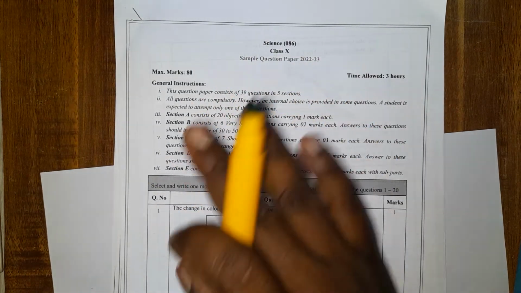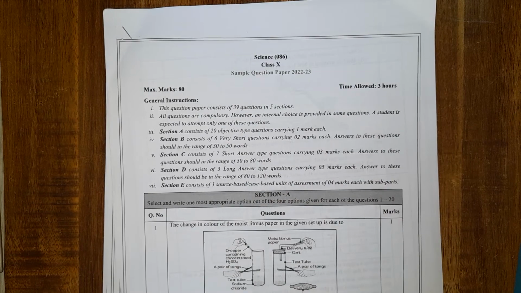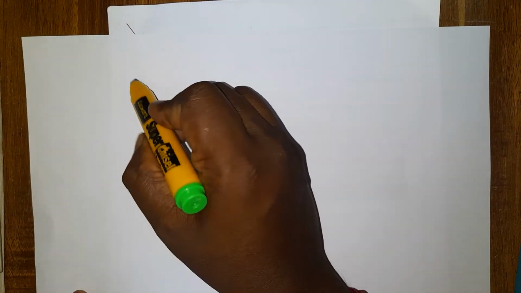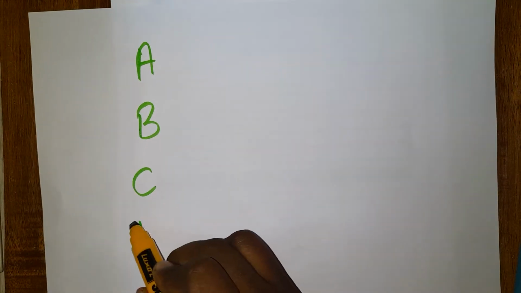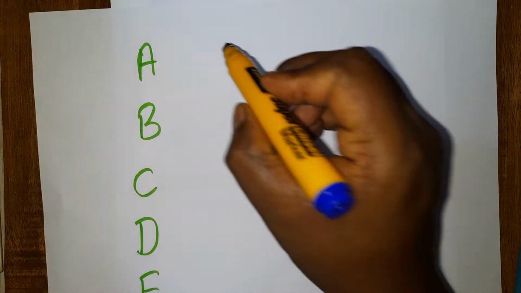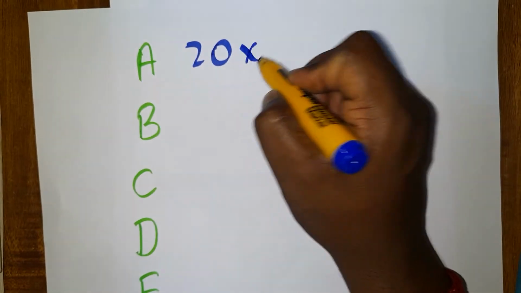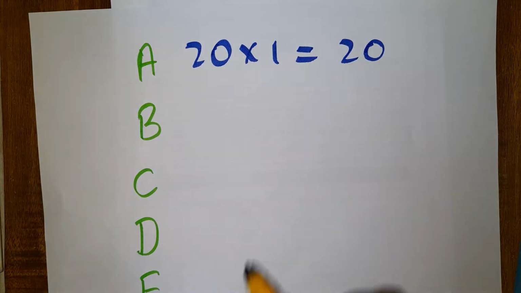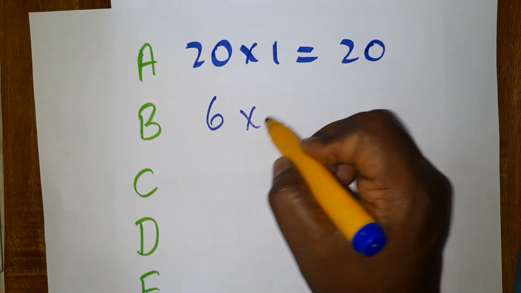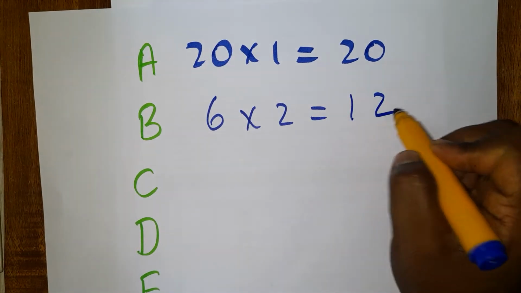Before going to the question paper, we will discuss what the question paper pattern is. Actually there are 5 sections: A, B, C, D, E. Section A is for 1 mark, 20 questions, so we will have 20 marks. The next section B is 2 marks, 6 questions of 2 marks, so we will have 12 marks.